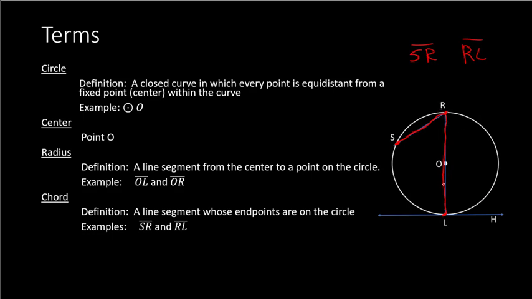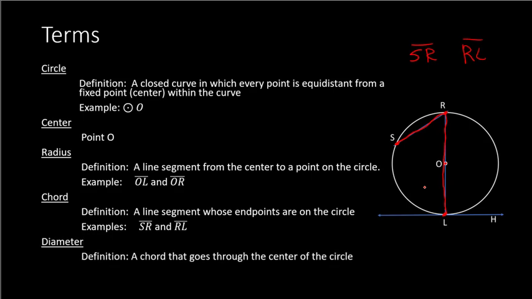Now RL is a special kind of chord because it goes through the center. If a chord goes through the center, the word we give to that is diameter. So diameter, by definition, is a chord that goes through the center of the circle. And as we said, segment RL would fit that description.